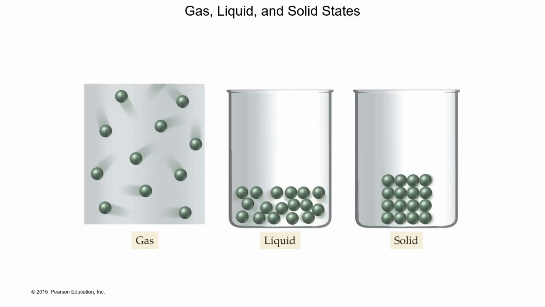So this is a diagram showing gases, liquids, and solids. So gases, indefinite shape, indefinite volume. So they're going to expand to fill the volume of the container. Liquids have an indefinite shape. They're going to take the shape of their container, but a definite volume. Solids have a definite shape and a definite volume.